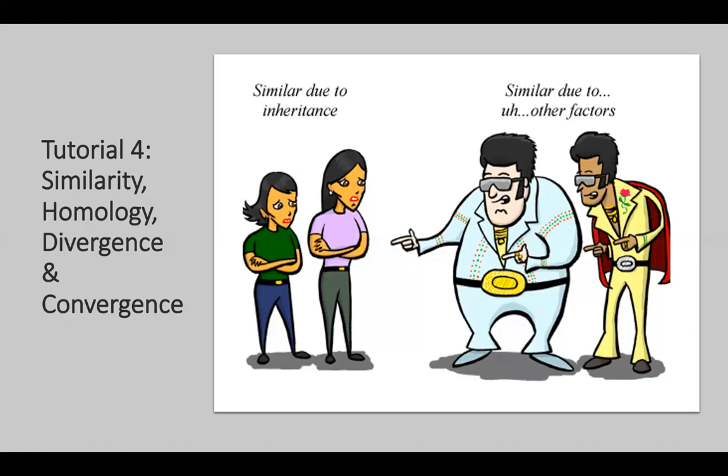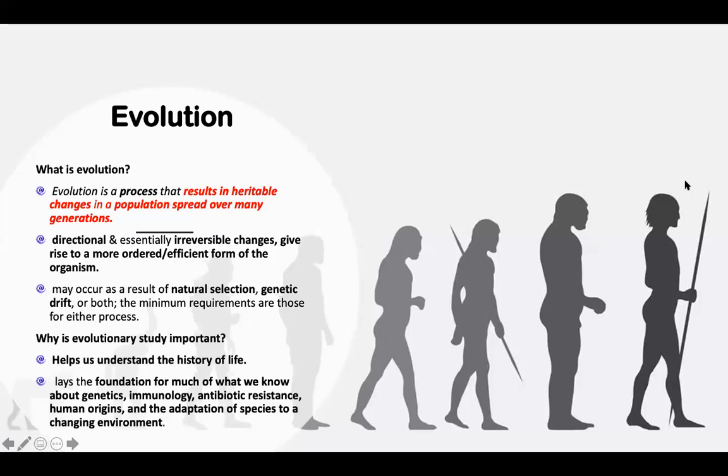So this is what we're going to be looking into today, not about them, but in terms of genes and proteins that we are interested in. As I mentioned, this has got to do a lot with evolution. What is evolution? It is basically a process that results in heritable changes in a population, spread over many generations. This process is directional, and essentially irreversible changes occur, and this gives rise to a more ordered or more efficient form of the organism.